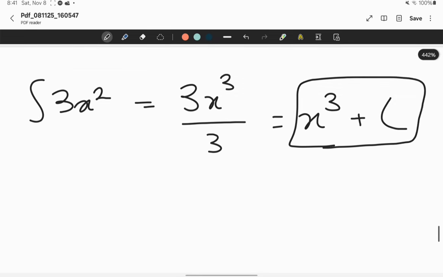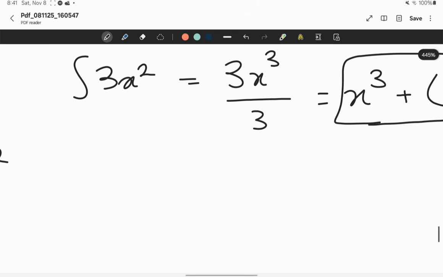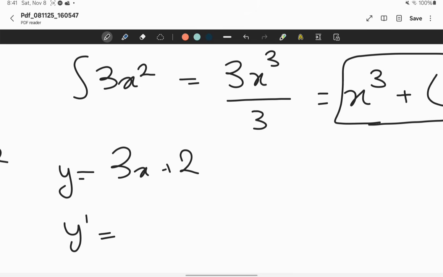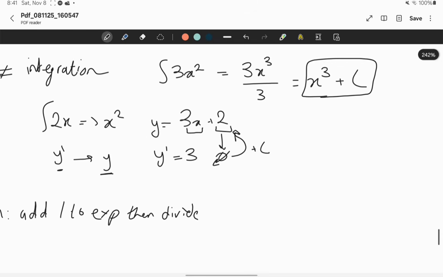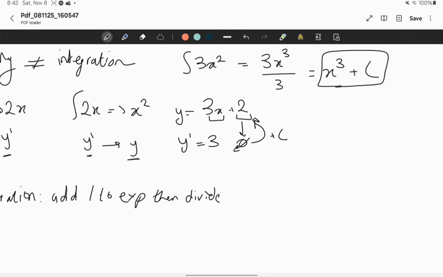Because when you're deriving something, for example, 3x plus 2, this is your normal function, okay? When you derive it, you would get 3. So we did this term, we got it, but there's a term here that once it goes to 0, it gets cancelled out, and we'll never be able to get it back, so we just write it as c, okay? But that's a quick recap for basic integration.